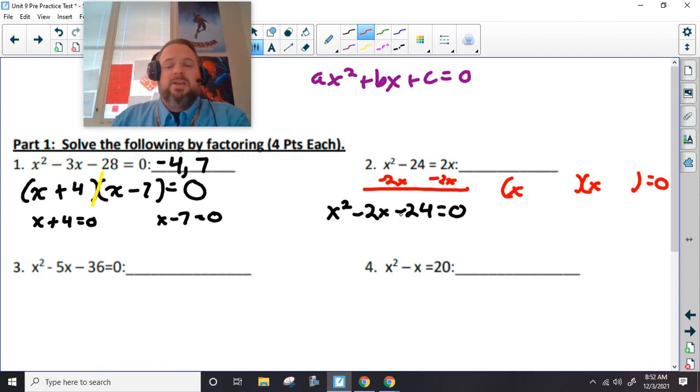All right. So if this is a negative, this tells us our signs are different. This is a negative. This tells us our bigger number is negative. Now, what two numbers?